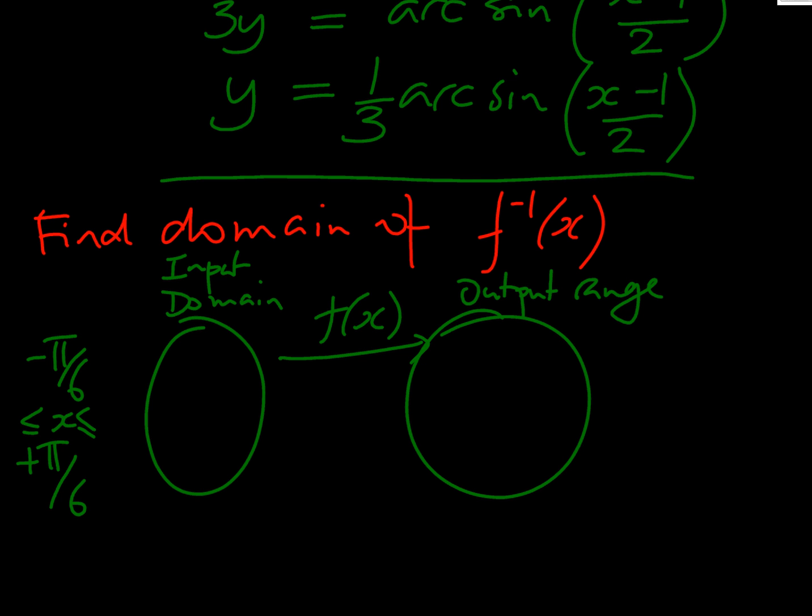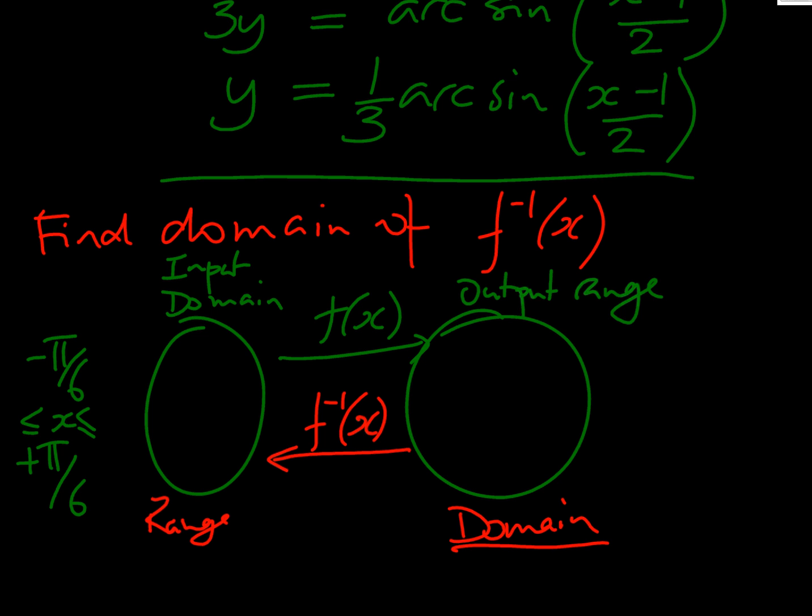And we can calculate that in a sec. That's what we're going to do. And then if we want to go the other way, we're going to have our inverse function, f minus 1 of x, and we're going to go that way. The domain for our inverse function is going to be the range of our original function, the output range of our original function. So let's work that out, shall we?